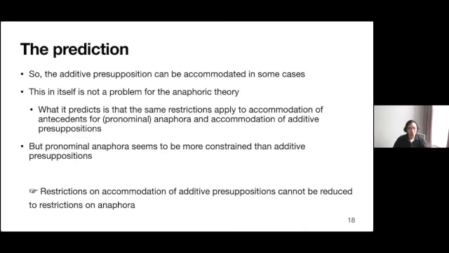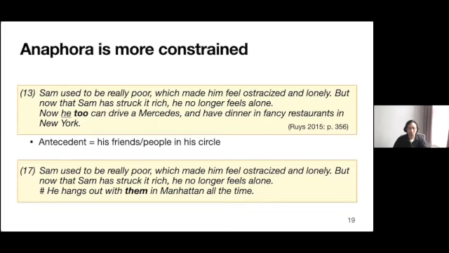Okay, so let me give you some examples. I'm a bit worried about time, so I will rush a little bit. This is the same example as before from Gauss. So now he too can drive a Mercedes, and so on. And this is perfectly fine. And the intended antecedent, as it were, here is something like his friends or his rich friends or people in his circle, whatever, right? I think that's the intended reading.